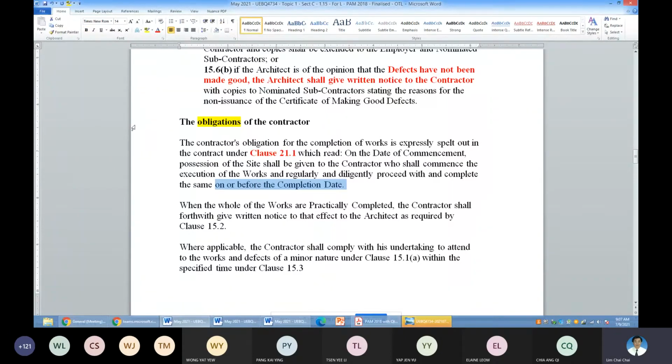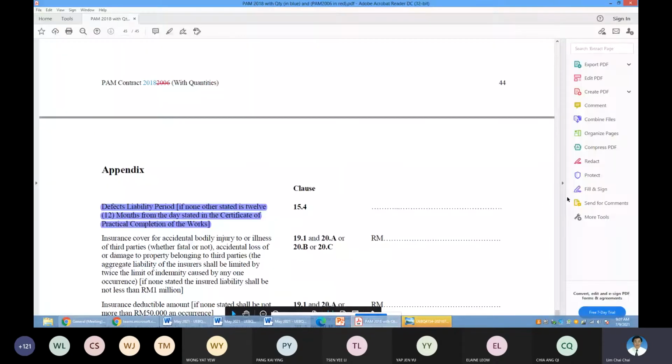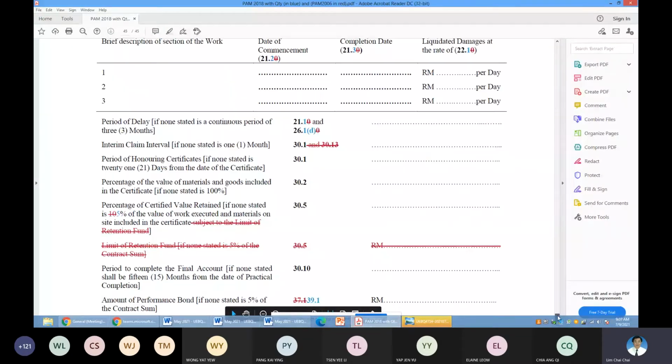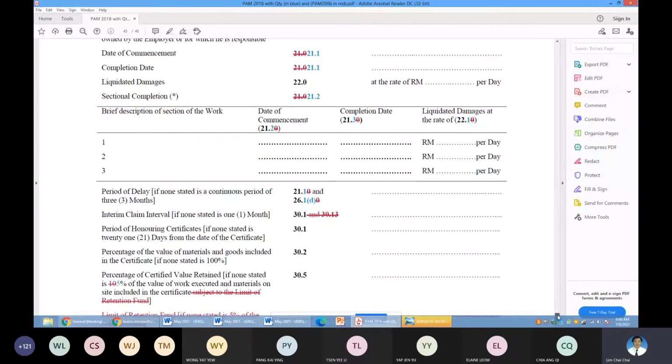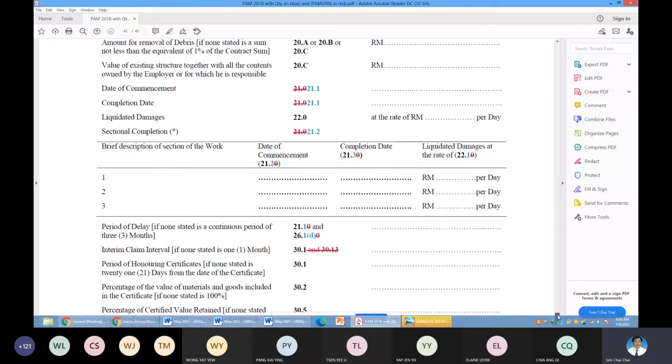So you can see here under this appendix, it will tell you already. You can see the importance of the appendix every time I come back to here, because these are all the critical dates, money, time, and everything are all here. Okay, so if this is a single phase contract, the completion date is stated here.